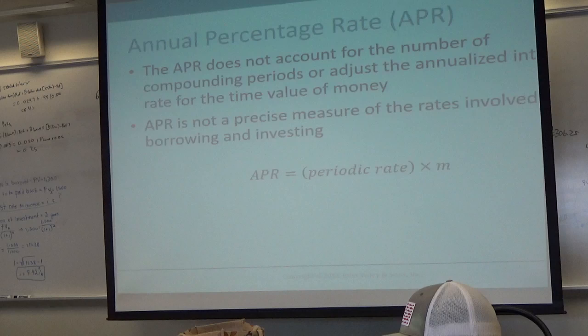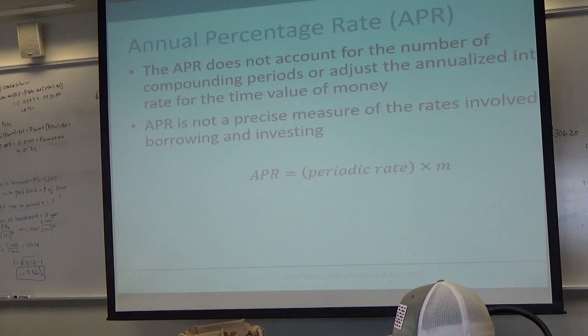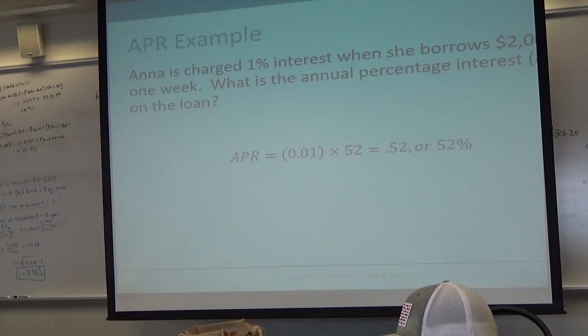So APR. APR does not account for the number of compounding periods or adjust the annualized interest rate for the time value of money. APR is not a precise measure of the rates involved in borrowing and investing. And here's an example of APR using 1% interest and when $2,000 was borrowed for 1 week.